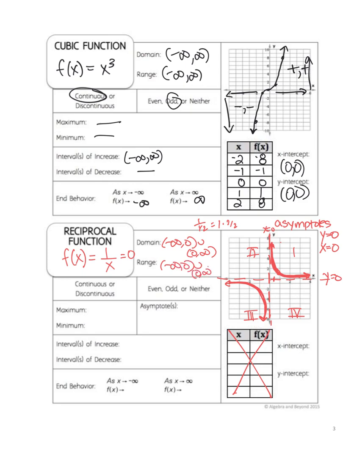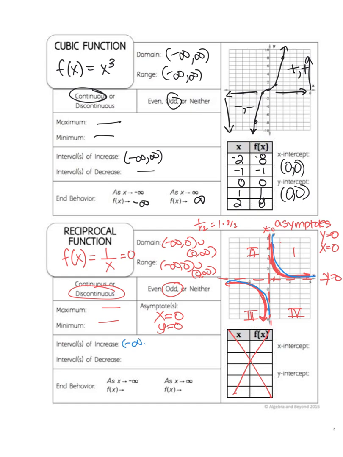If you have any questions about that, just let me know and I will answer you back. Just write it right in your notes clearly so I can see. It is discontinuous, and what do you think, even, odd, or neither? It's odd because you can flip it upside down and it's the same graph. There is no max or min. We already talked about the asymptotes, x equals 0, y equals 0. And the graph is actually strictly decreasing.